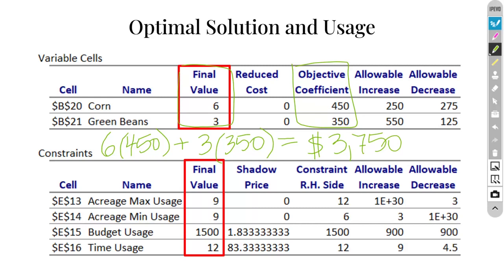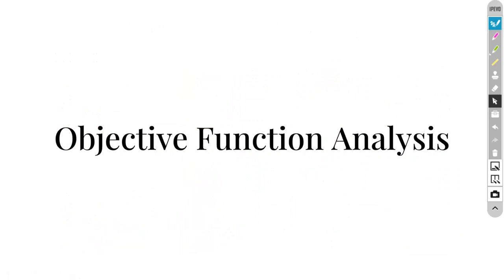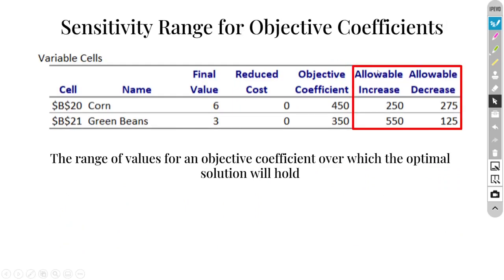So from this point forward, with the rest of our columns, I'm going to split it up into the 2 different sections because the columns mean a little bit different things for our variable cells and our constraints. So we're going to tackle the objective function or the variable cells section first. When we see this allowable increase and allowable decrease section, what we're talking about is the sensitivity range for objective coefficients. What this tells us is how much I can increase or decrease my objective coefficients without actually changing the final solution. So I can make changes to my profit without actually changing the fact that I'm going to plant 6 acres of corn and 3 acres of green beans.